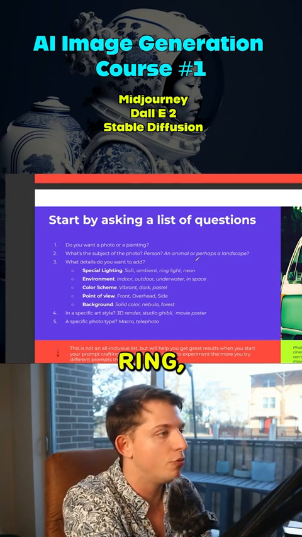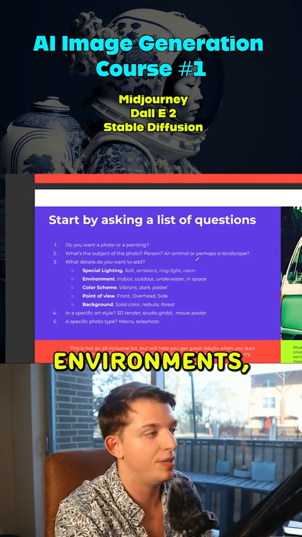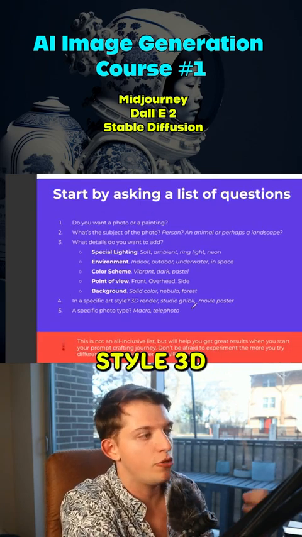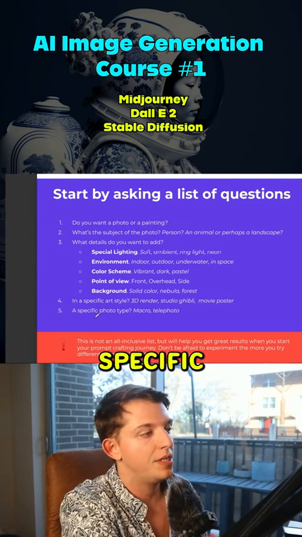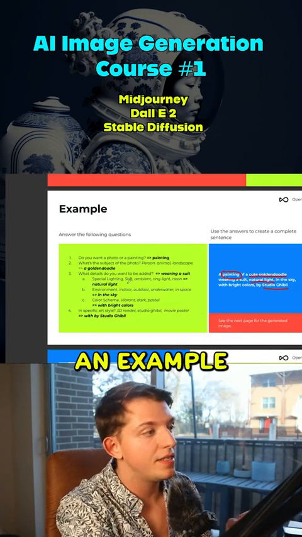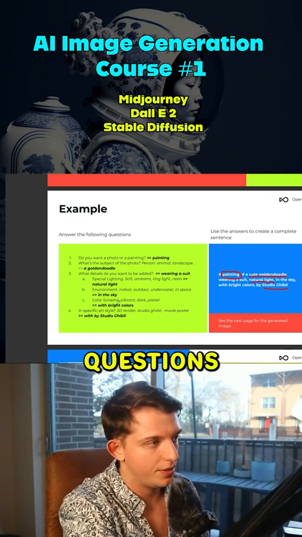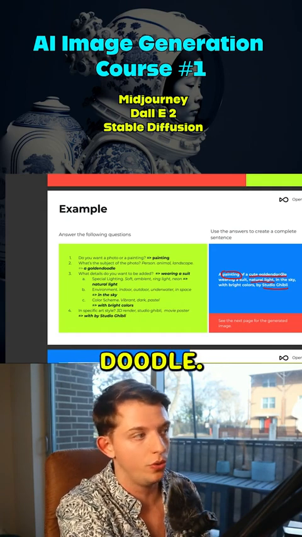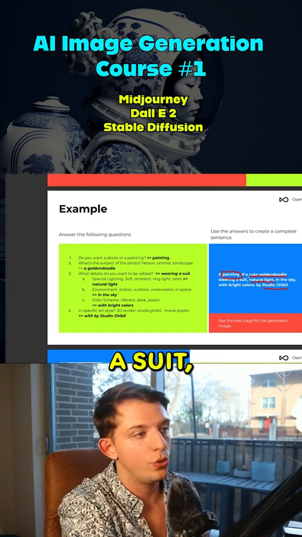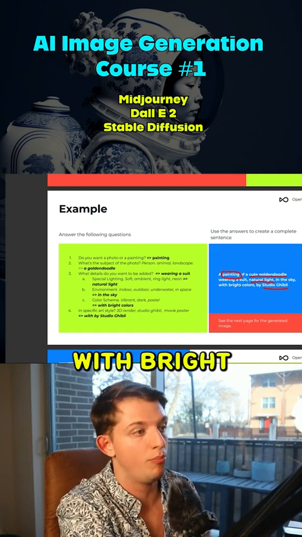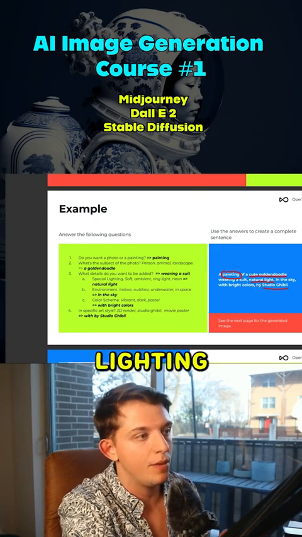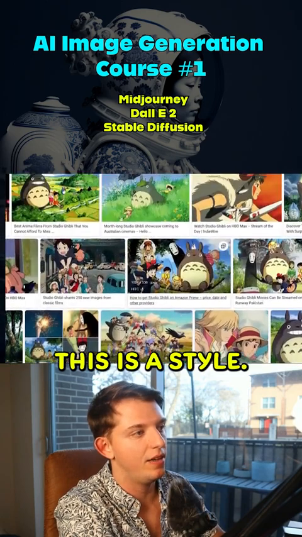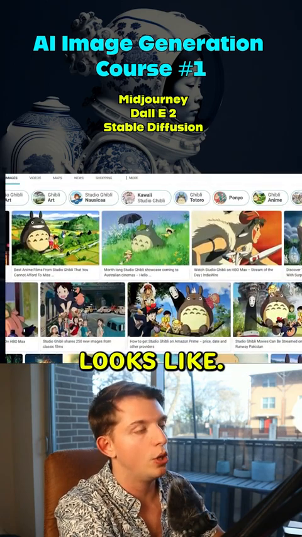You have soft, ambient, ring light, neon. You can have different environments, color schemes, point of view, background. And do you want a specific style, 3D render, studio, a specific photo type? So this is an example of going through those questions, and they've created a prompt from those questions. A painting of a cute golden doodle, there's your subject, wearing a suit, natural light in the sky with bright colors. There's the lighting, bright colors by Studio Ghibli. And just for reference, this is a style, and so this is what Studio Ghibli looks like.